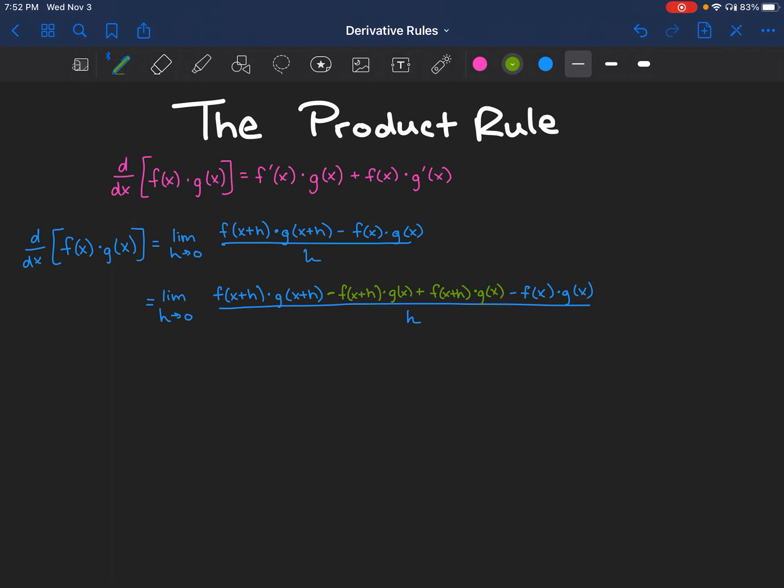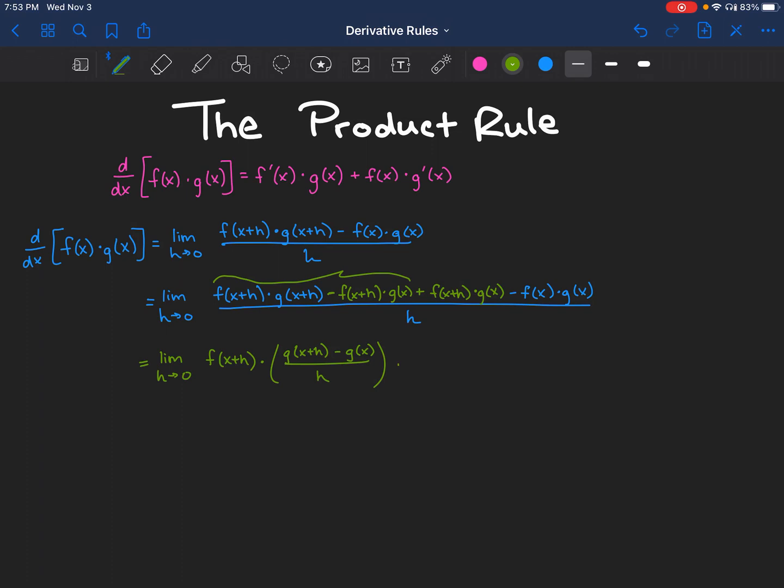Now, here's what I'm going to do. I'm going to look at this first part of my limit definition, and I'm noticing that f of x plus h is in both parts of that. And so I'm going to factor that out of the first part. So I'm going to have the limit as h goes to 0 of f of x plus h times, now notice what's going to be left over after I factor, g of x plus h minus g of x divided by h. And that's the first part.